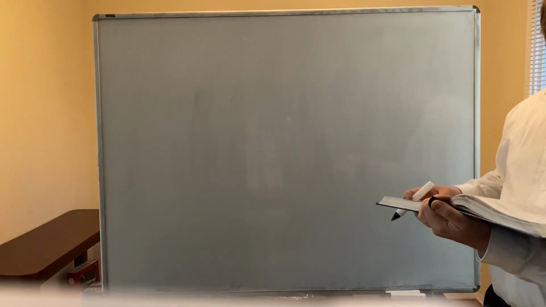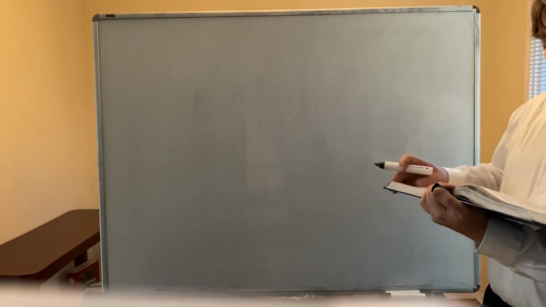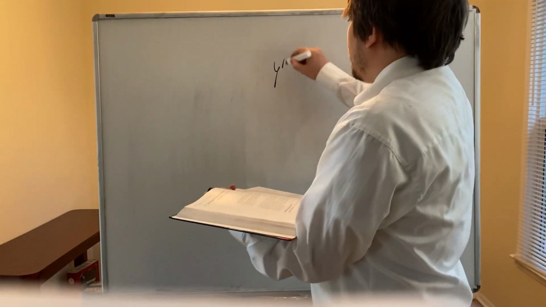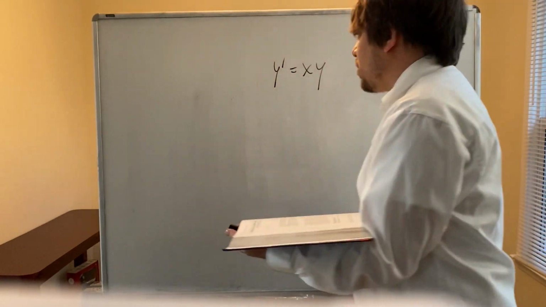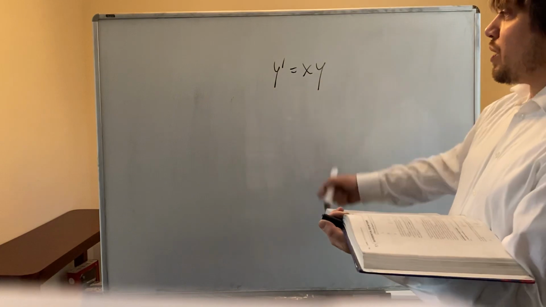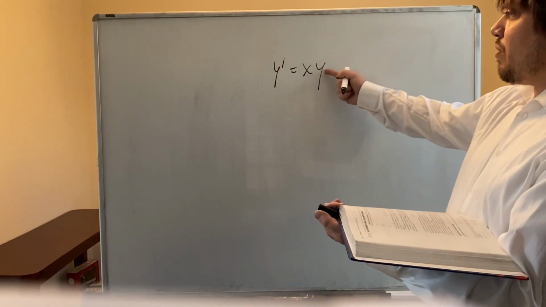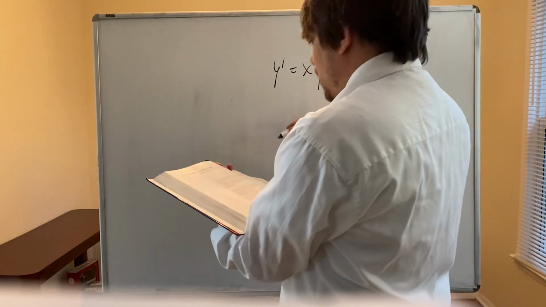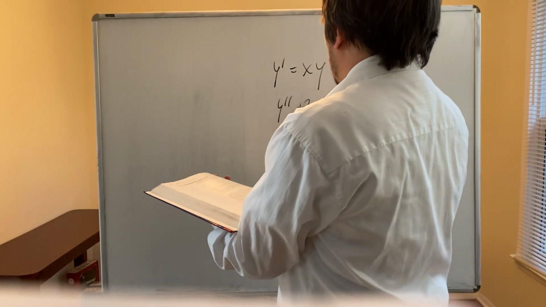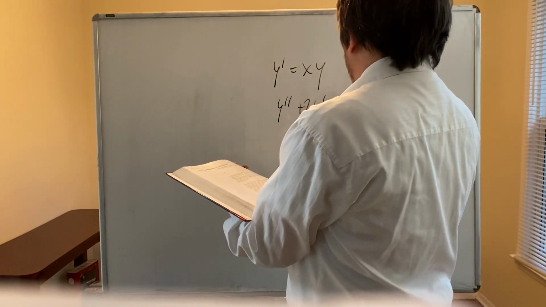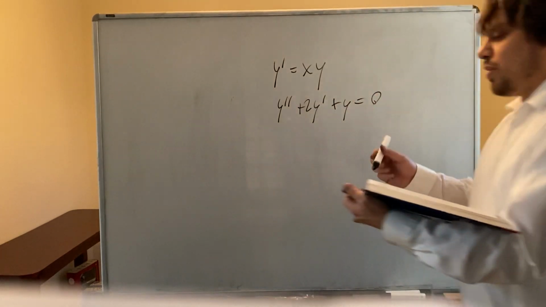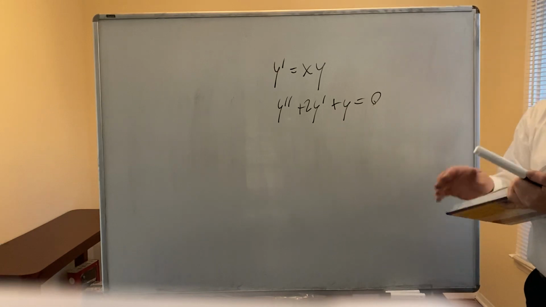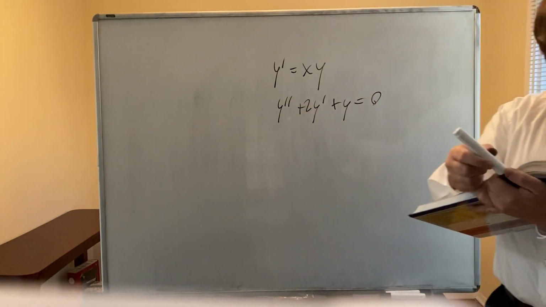Okay, so a differential equation is an equation that contains an unknown function and one or more of its derivatives. Right, so it contains a function and one or more of its derivatives. So that's a differential equation because it's an equation that involves a function y and one or more of its derivatives, in this case y prime. y double prime plus 2y prime plus y equals 0. That's another example of a differential equation because it's an equation that involves a function y and one or more of its derivatives, in this case y prime and y double prime.